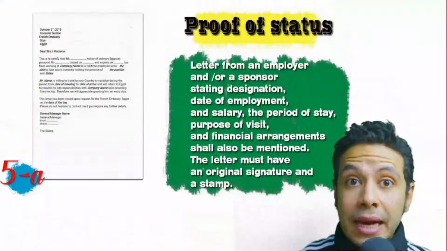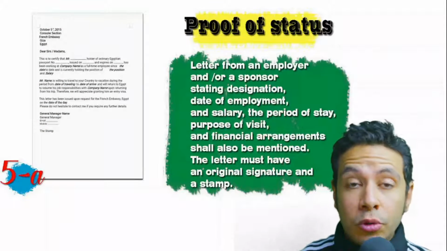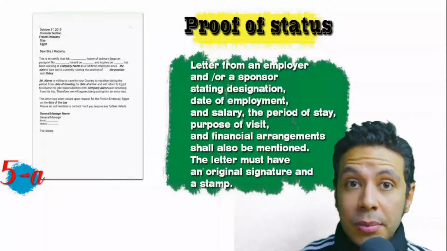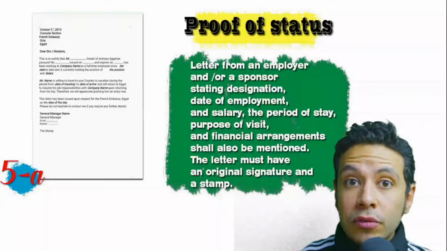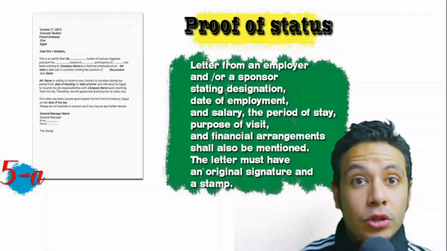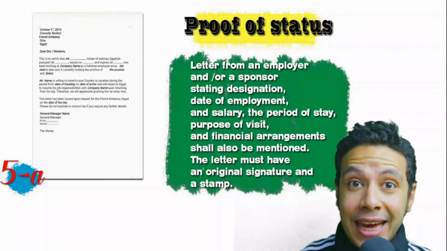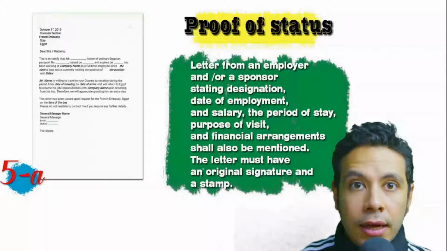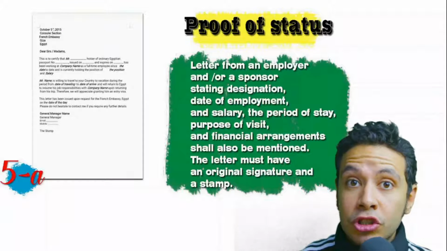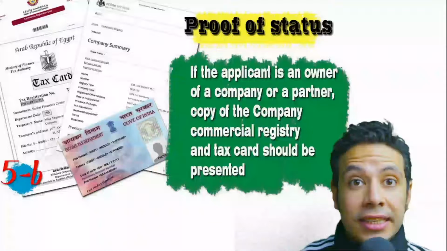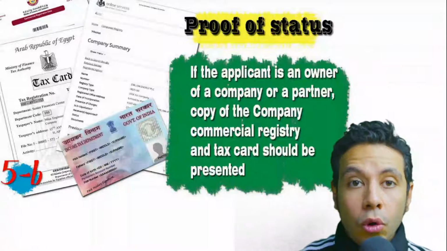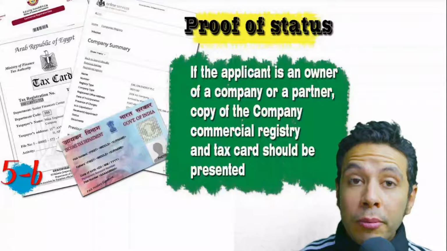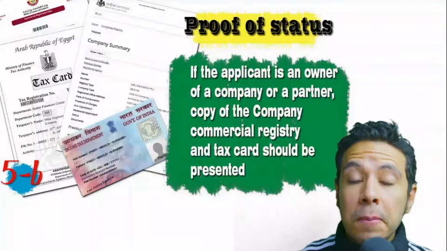In most of the visa application processes, you will be required to provide a proof of status. For example, if you are an employee, you will have to provide a letter from your employer or from your HR department mentioning your name, your work detail, and your salary. And both address and contact numbers should be mentioned also in that letter. And all letters must have an original signature and a stamp. But in case you are the owner of the company or you run your own business, then your commercial registry and your tax card must be presented.